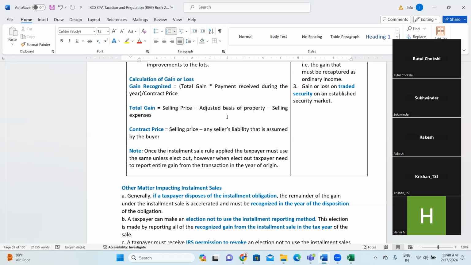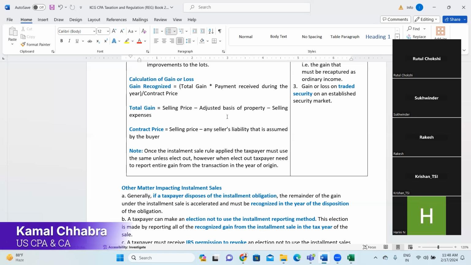So what does it mean? If you are using the installment sale rule, then the first thing is that you need to apply this rule consistently period over period. You cannot say this year I'm using the installment sale rule, and then next year the collection rule, and the following year any different rule, right? So first you need to make sure you'll be using it consistently.